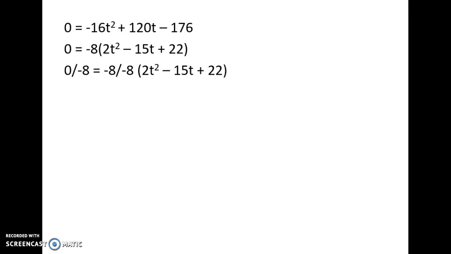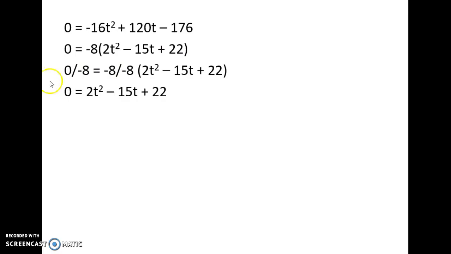On the left, 0 divided by -8 is just going to be 0. And on the right, -8 divided by -8 is going to be 1. And 1 times the rest of that is just the rest of that. So I now have this. So hopefully you can see that factoring out the -8 and then dividing it out makes it a much simpler equation to solve. So now let's use the AC rule.